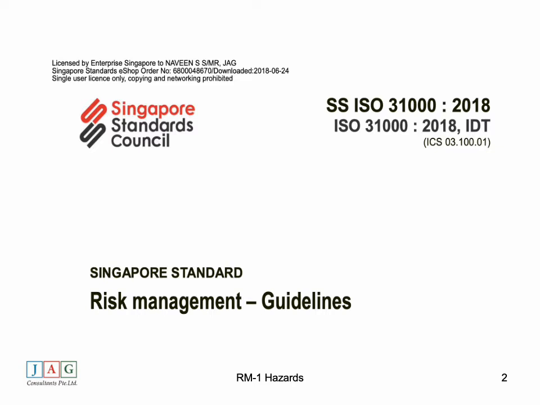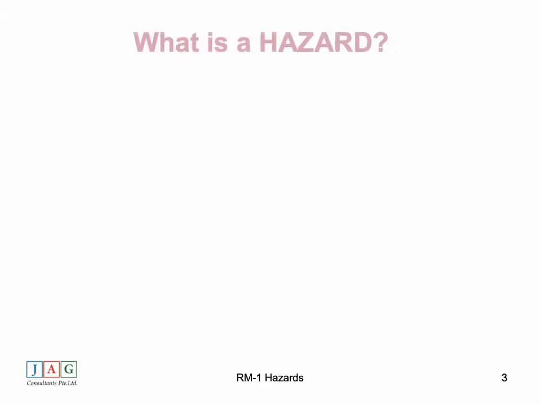ISO 31000 is the ISO guideline for risk management. The latest version, as you see on the screen, is 2018. One can procure the standard from an ISO member nation or directly from ISO Geneva online. The price is almost the same. As a user, it is not necessary to procure the standard, but if required, it can be used as a reference document.